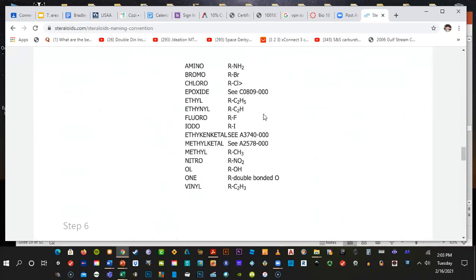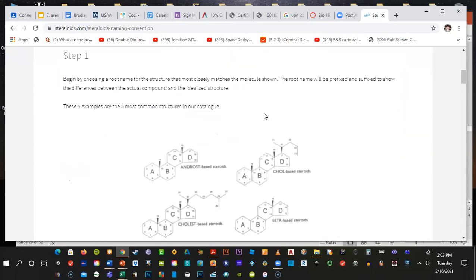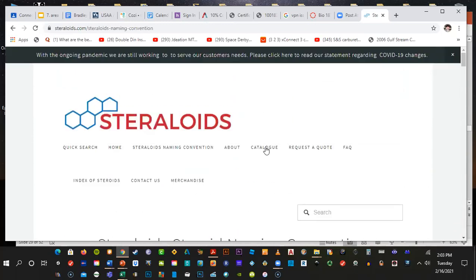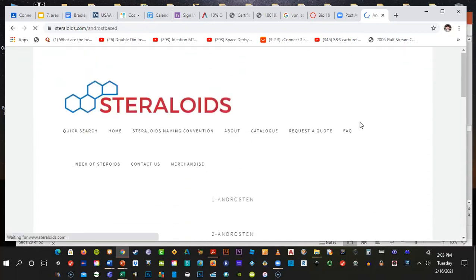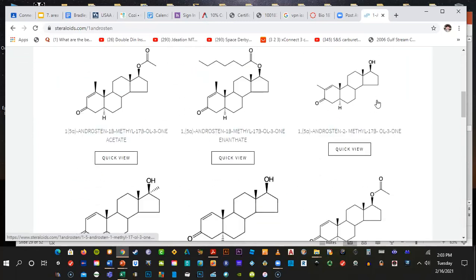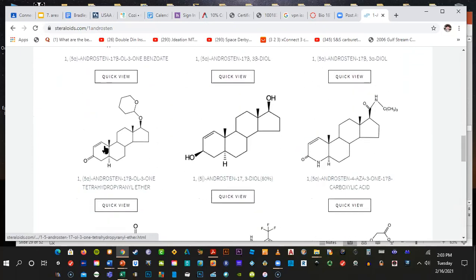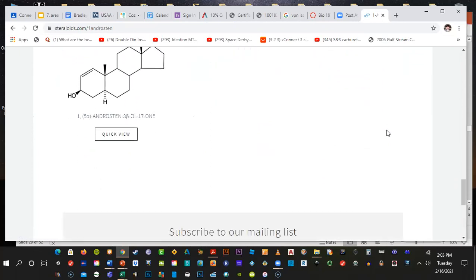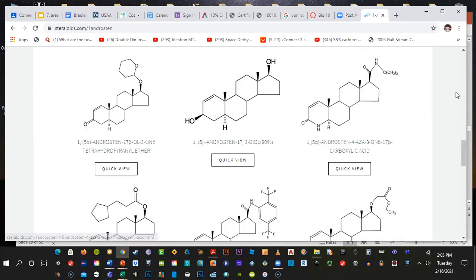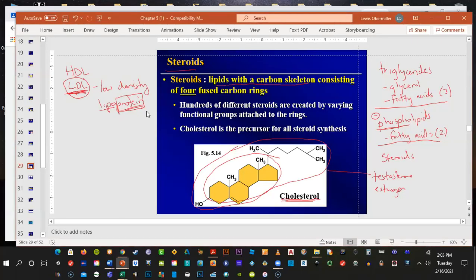And the reason I'm showing you this is because I don't want you to memorize the hundreds of thousands of different steroids. But what I want you to see is that all of these steroids have that basic 4-ring structure that comes from cholesterol. So the moral of the story is, without cholesterol, you wouldn't be able to make any of your hormones, your steroid hormones. Any questions about any of that?